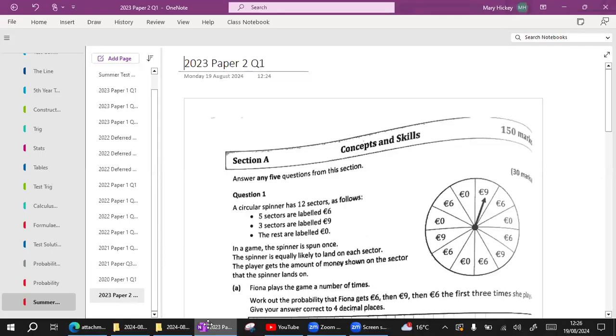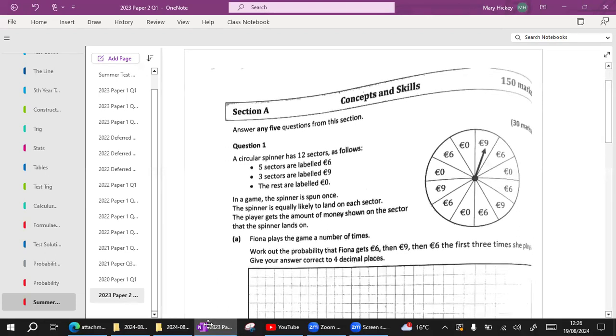So 2023, we're now starting paper two's questions. There's quite a lot in paper two that we can do from all the stuff we've done in fifth year. So probability here is the first one. So let's have a look.